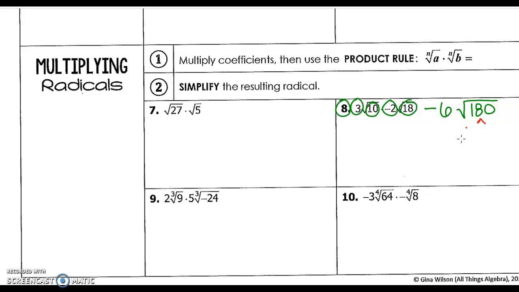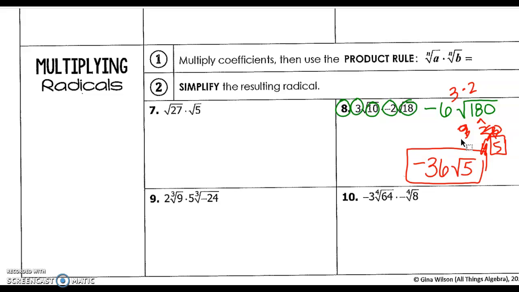Then I would simplify it like I'm used to. So I'm going to go, let's see, 9 and 20. I went 9 and 20 because I know the square root of 9 is 3. So then 20, I'm going to go 4 and 5. So I know the square root of 4 is 2. And then 5 is prime, so he's stuck. So on the outside, 3 times 2 is 6, times negative 6 is negative 36. Square root of stuck inside would be 5.